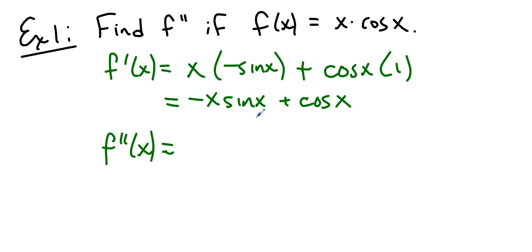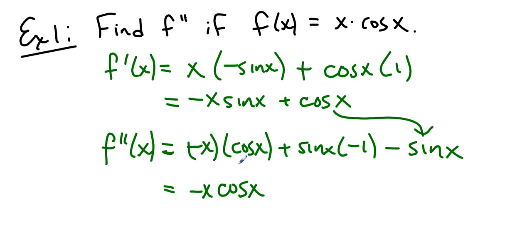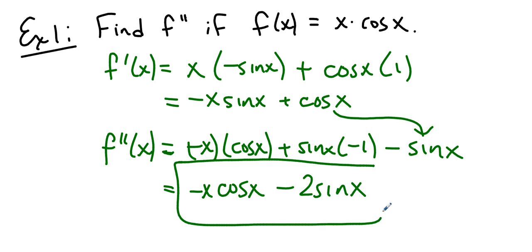Let's take the derivative of this, and that's not too bad. This is a product. The product rule is so much fun. It's the first times the derivative of the second plus the second times the derivative of the first. And then this thing gets its own derivative over here, and then we simplify like we're supposed to. That's okay. And then this is a minus sine x, and that's another sine x. So that's like that. And so that's f double prime.